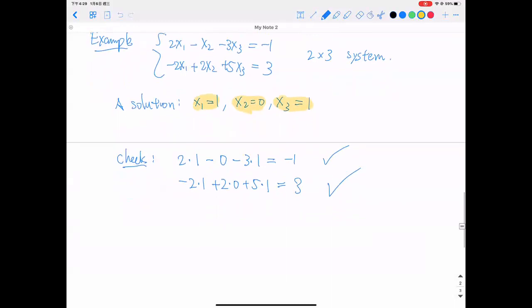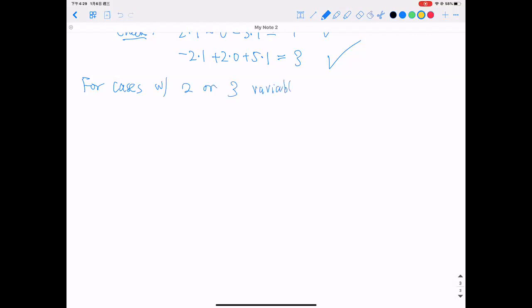Now in some cases, namely for cases with 2 or 3 variables, we can interpret linear equations geometrically, as you may have seen in calculus or analytic geometry.